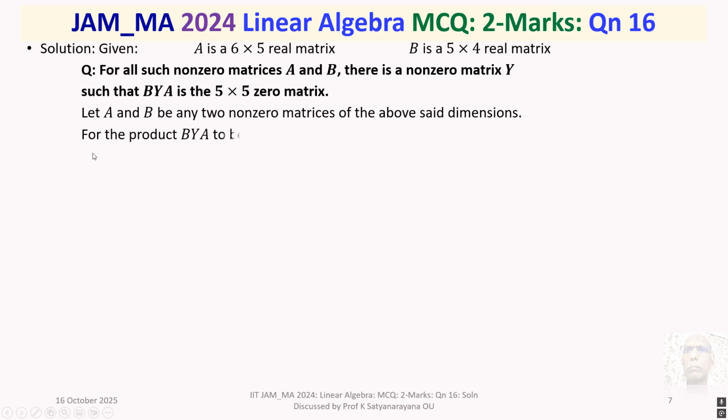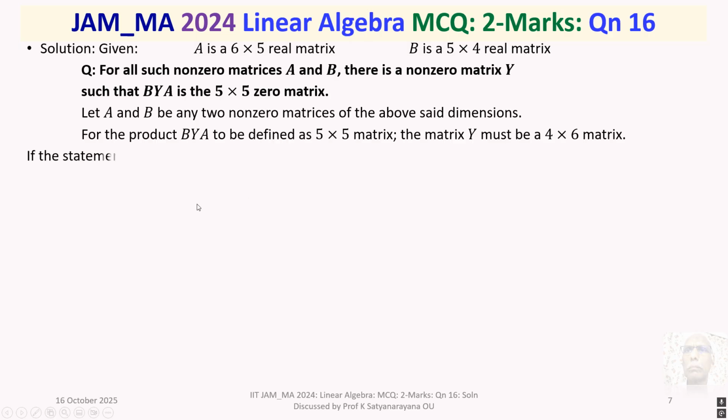Now, for the product BYA to be defined as a 5 by 5 matrix, what should be the number of rows and number of columns of Y? It should be 4 by 6. Why? B is 5 by 4 into Y is 4 by 6 into A is 6 by 5. Then the outcome BYA is a 5 by 5 matrix.